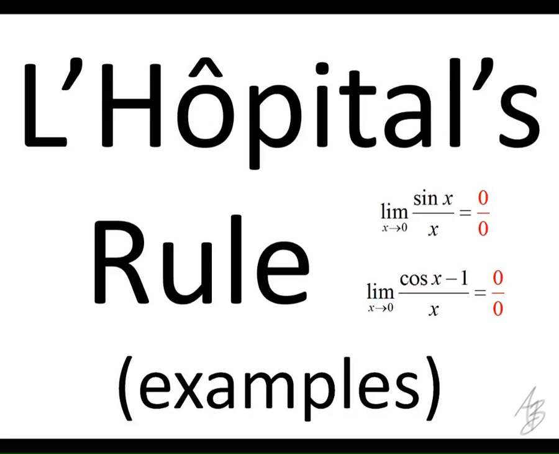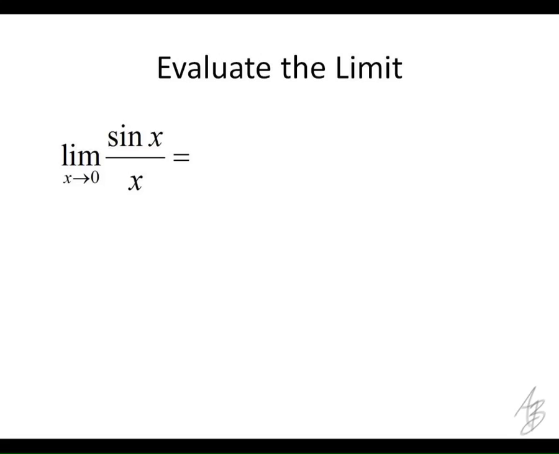Both of these examples are ones where, when we try to take the limit of sine of x over x or cosine of x minus 1 over x, we end up with 0 over 0. And this is the original indeterminate form. This is the indeterminate form that we use to prove L'Hopital's rule. And so since it's that indeterminate form, we can use L'Hopital's rule to do this.